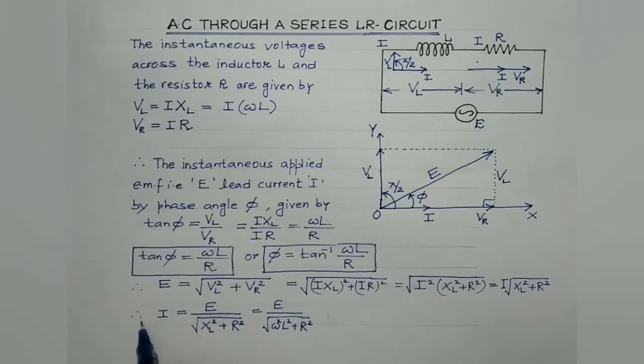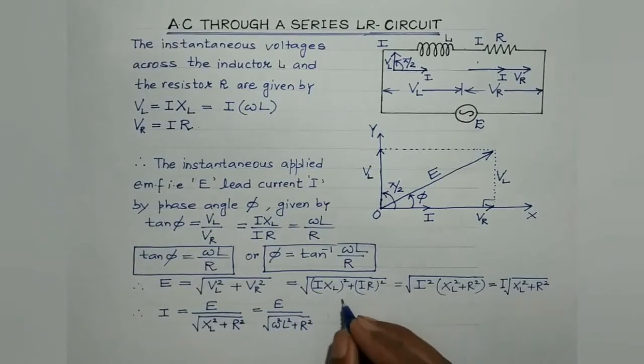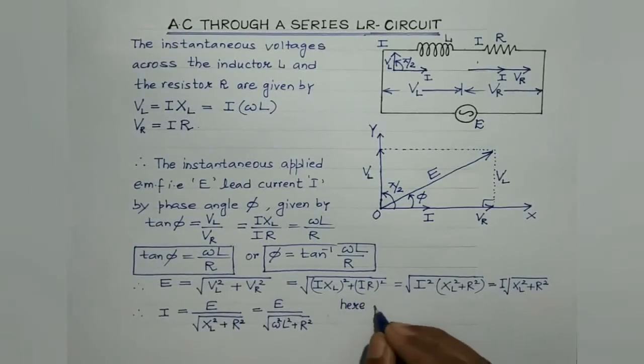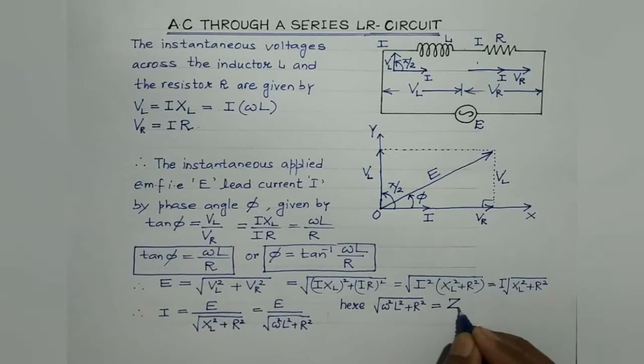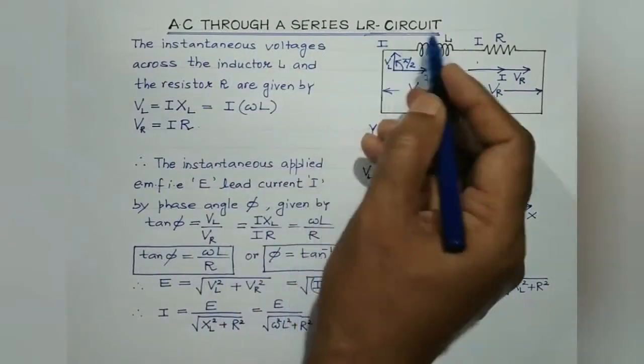This is current. It is ampere. EMF is volt. So ampere is volt divided by ohm. So this term in the denominator, which is square root of omega square L square plus R square, is actually known as the impedance. Its SI unit is ohm. It is known as the impedance of the LR circuit. Let us represent it by Z, impedance of the LR circuit.